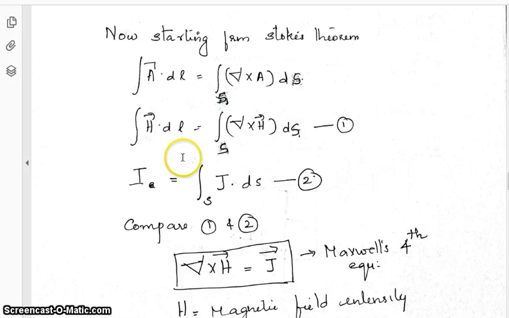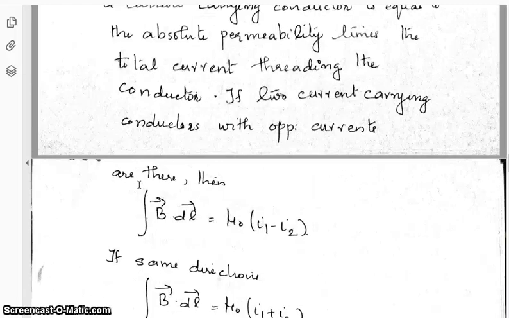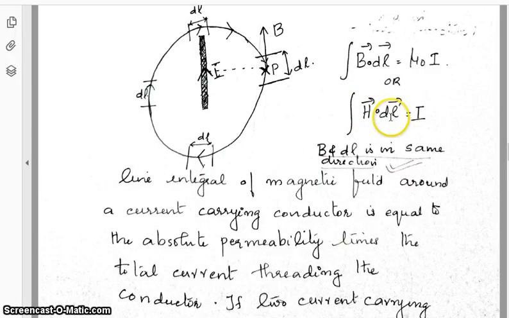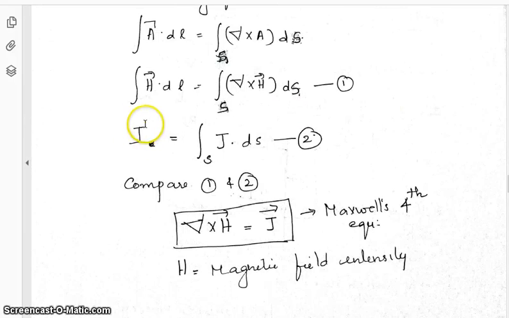Now you know, according to Ampere's circuit law, what is I? I is equal to integral H dot dl. Okay. So if I substitute integral H dot dl instead of I in equation 2, and if I compare equation 1 and 2, then the left hand side will be equal, right? So obviously the right hand side will also be equal. So just comparing the right hand side, accordingly I will get del cross H is equal to J, which gives you Maxwell's fourth equation.